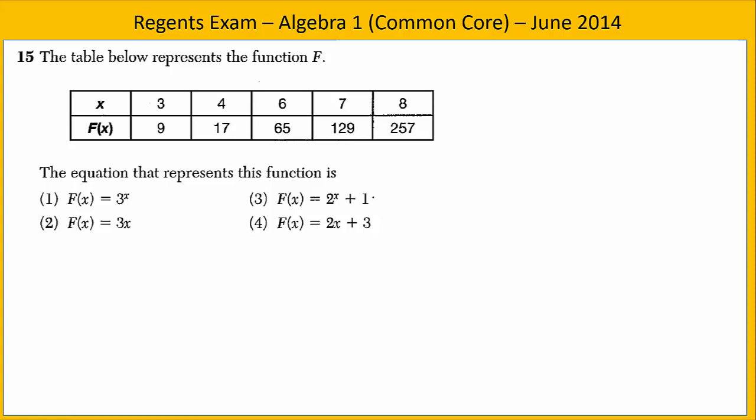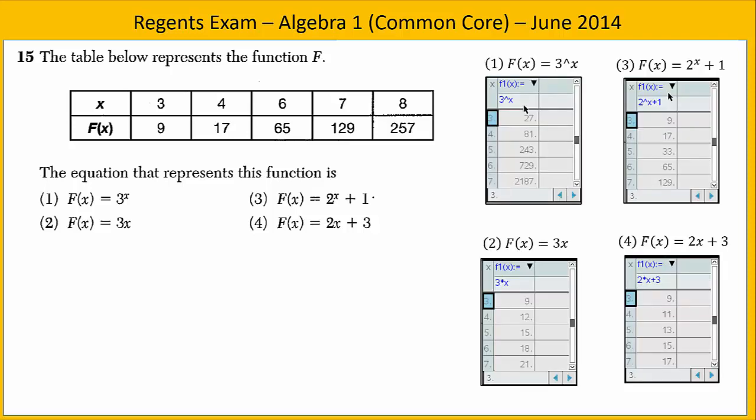In exercise 15, we're given a table of values that shows a function f. The inputs are x, and the outputs are f of x. They ask which equation is represented in this function. One possible way to solve this problem would be to take each of your equations and put them in your graphing calculator and look at a table of values.